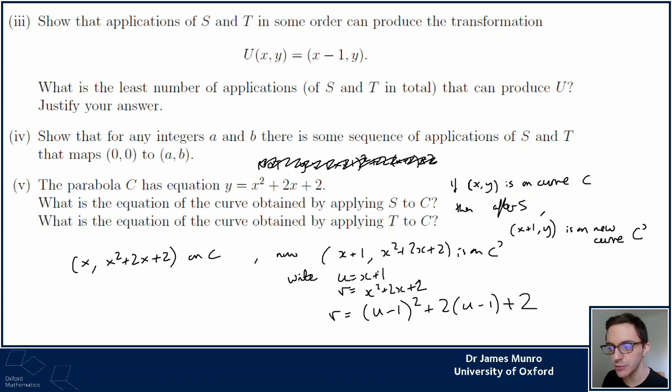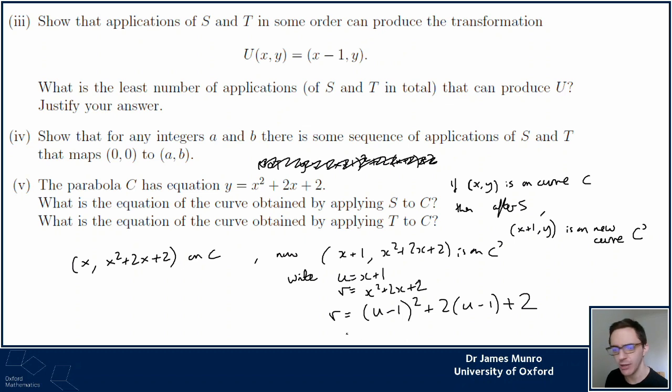So x is u minus 1, so when I substitute in, I actually get my equation for the curve has minus signs in. It's been translated to the right. That's where these minus signs have come from. And this is not what you would get if you just replaced the x's with x plus 1s. So there's a little trick going on there. This is my equation for the curve.